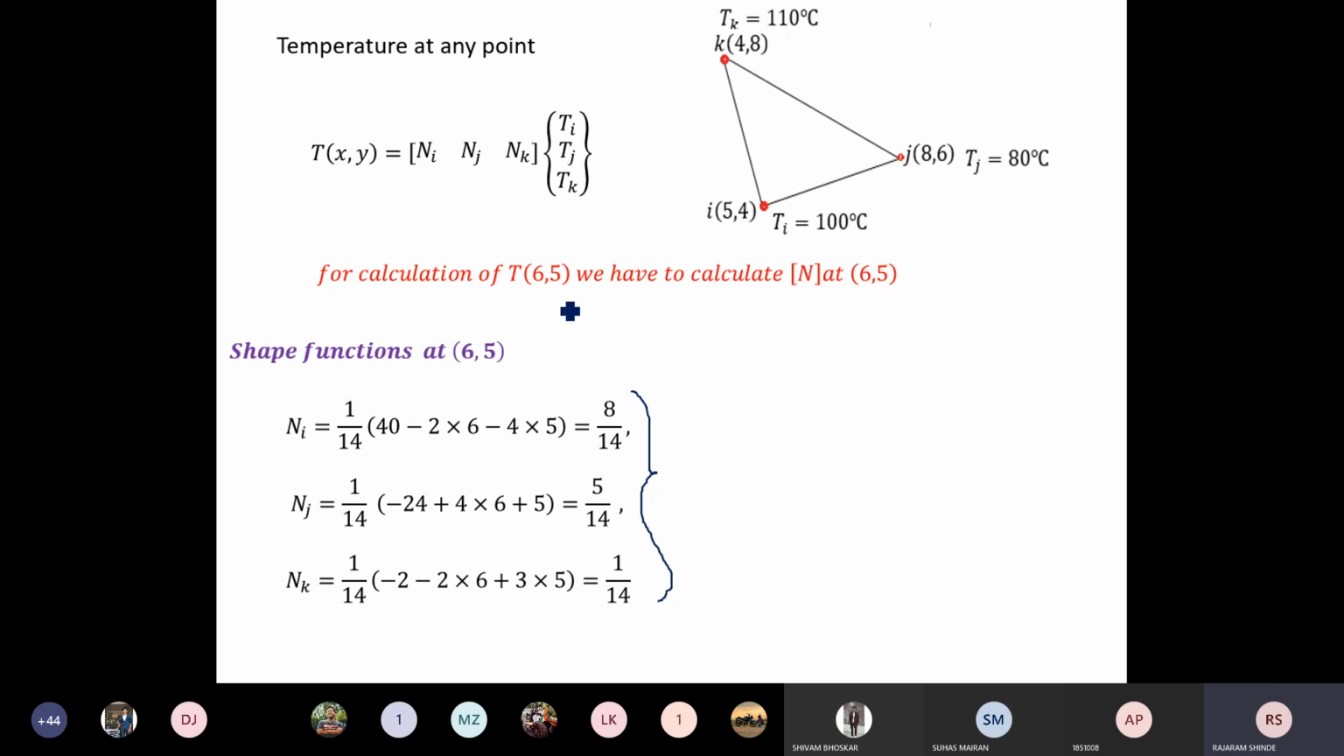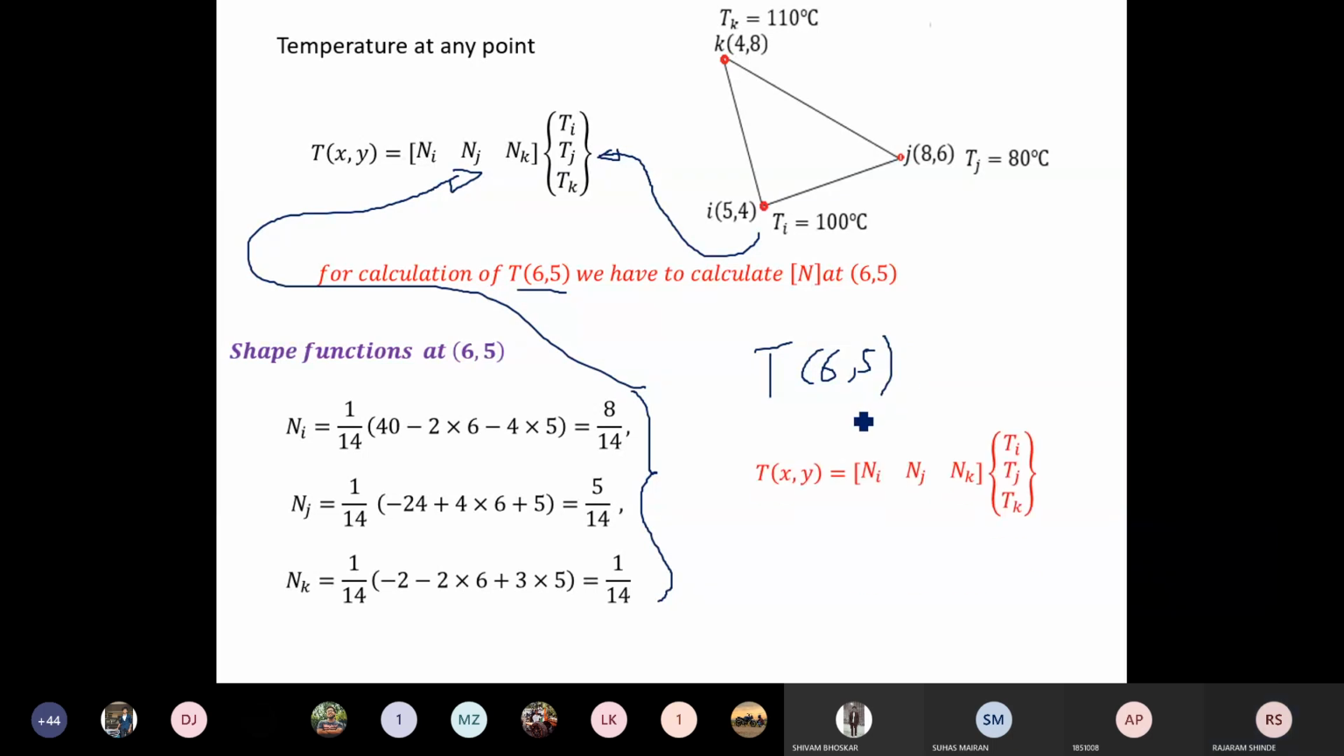After that we need the temperature at 6, 5. Now you put the values of the shape functions in this equation, and also the values of the temperatures, and you will get T at 6, 5. Now put the values and calculate. Here Ni is 8 by 14, Nj is 5 by 14, Nk is 1 by 14. Now this is your Ti.